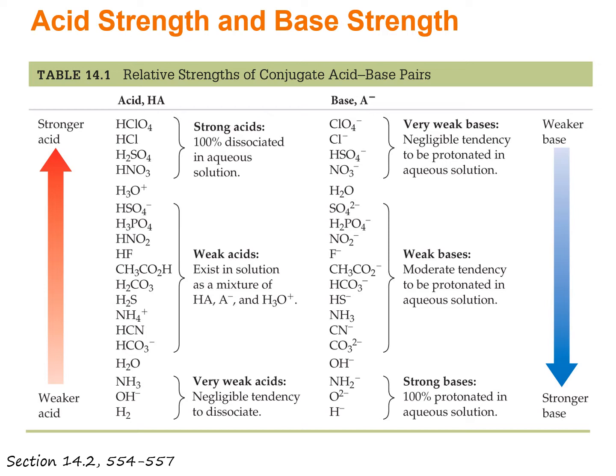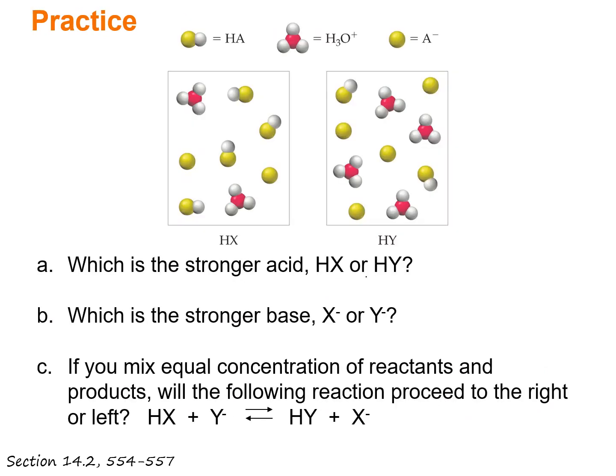And so anything that has a strong acid is going to have a very weak conjugate base. Everything that is a very strong base is going to have a very weak conjugate acid. And that is a trend we expect to see at all times. So let's take a look at this problem for an example.